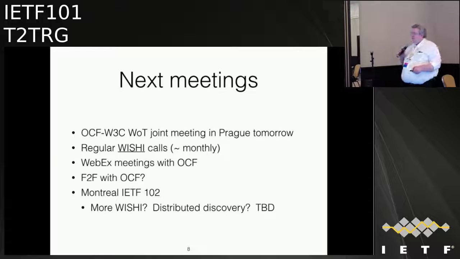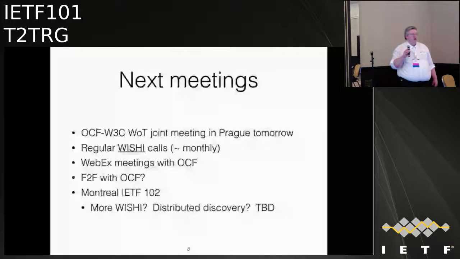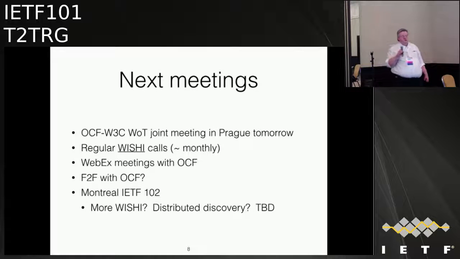And what we should also do is plan what we will do in Montreal. Montreal is an interesting area. There are also interesting local people there that we may want to contact. We certainly will do more WISHI-related things there. There has been some discussion about distributed discovery, which would follow a little bit the theme that we had at this workshop, but this still has to be defined.